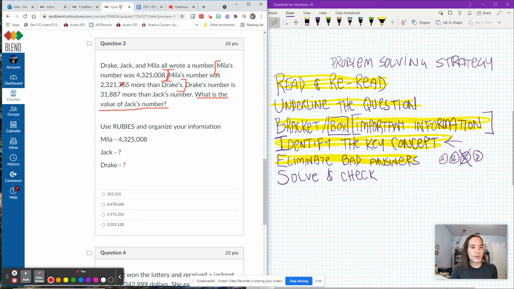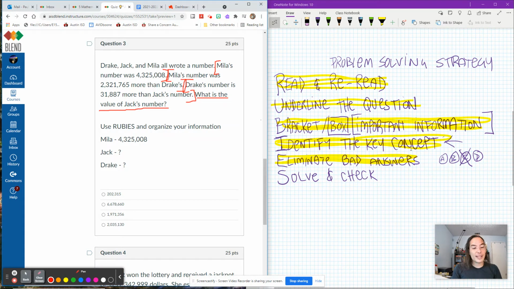And finally, Drake's number is 31,887 more than Jack's number. So that's also important because once we find Drake's number, we can find Jack's number. So this sounds like a multi-step problem, all right? And by bracketing all that information, that's going to help me figure that out.